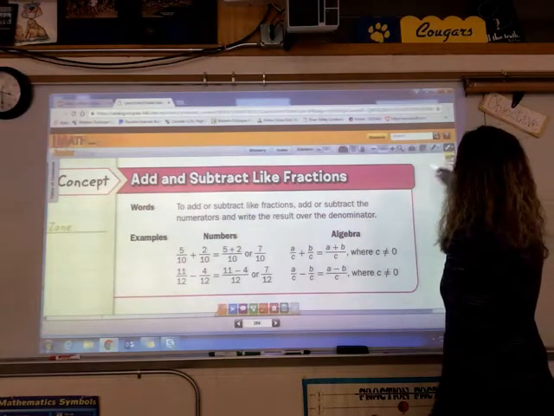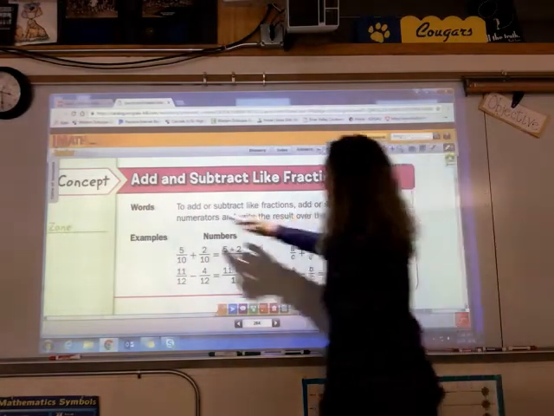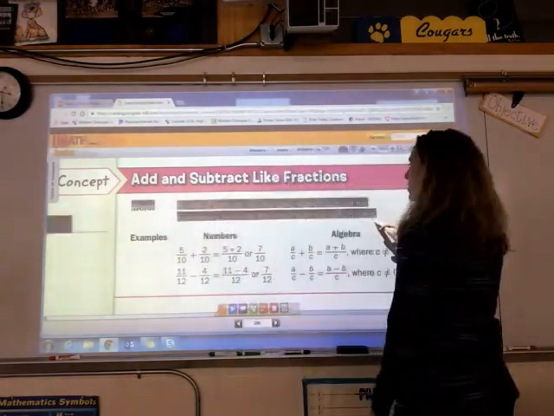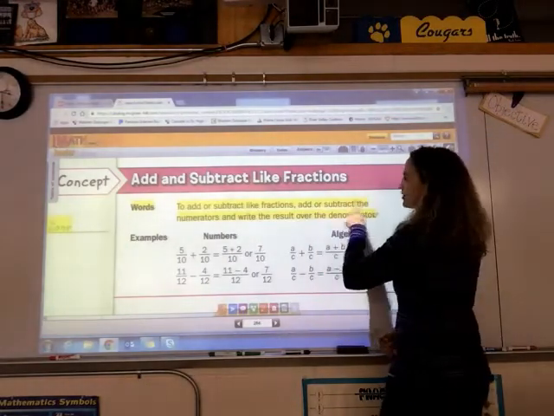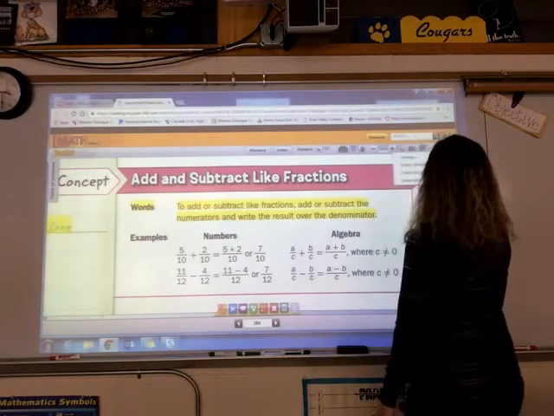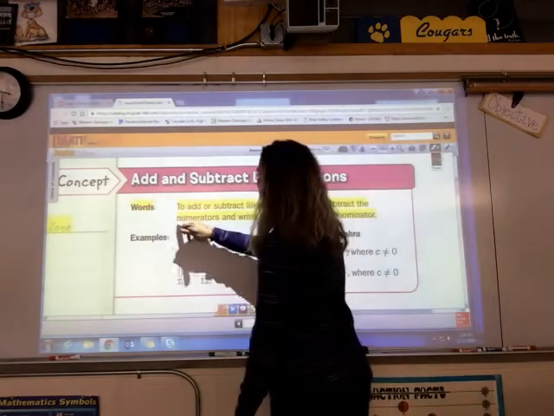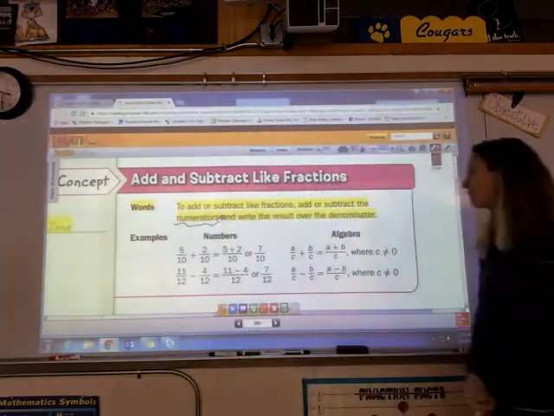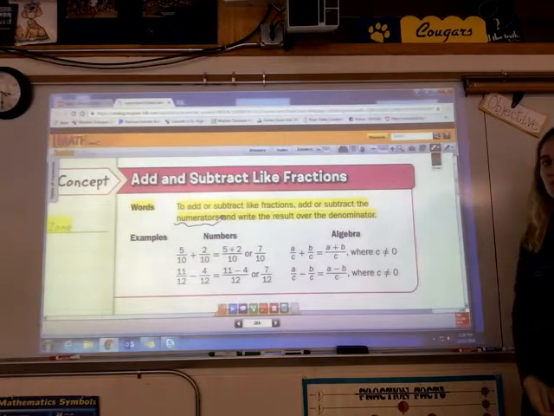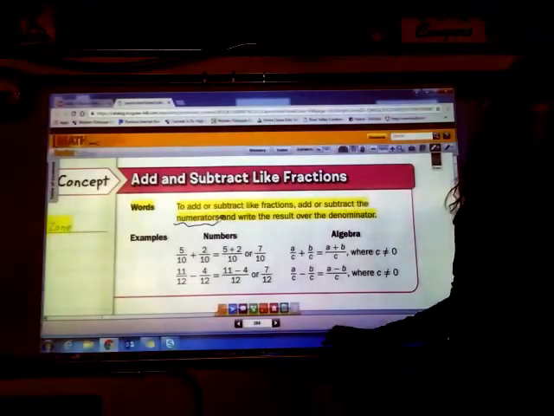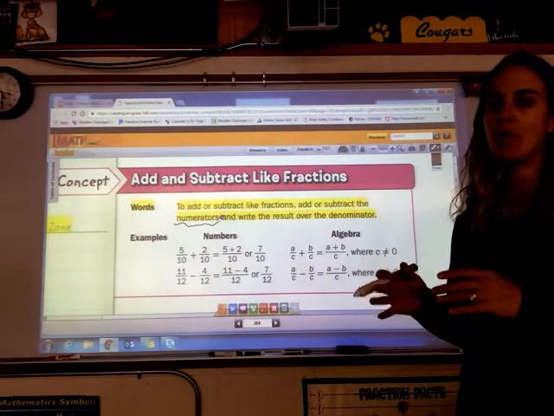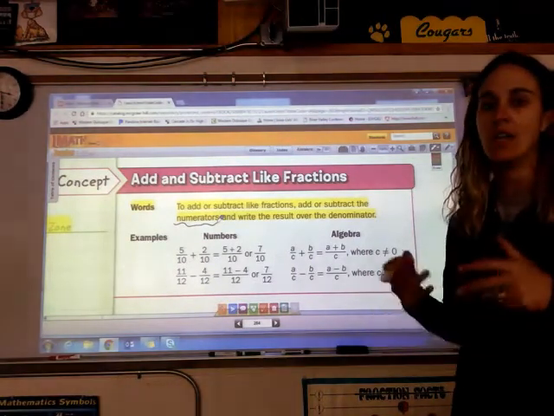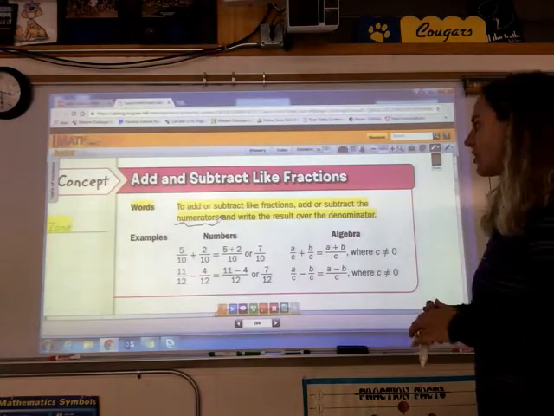Something very important to remember is that when you are adding or subtracting like fractions, you're going to add or subtract your numerator. You may want to underline or highlight the word numerator. Then you write your answer over the denominator. We do not add or subtract the denominator. The denominator stays the same. The only thing added or subtracted is the numerator, the number on top.